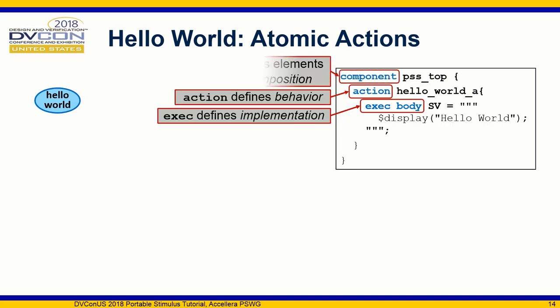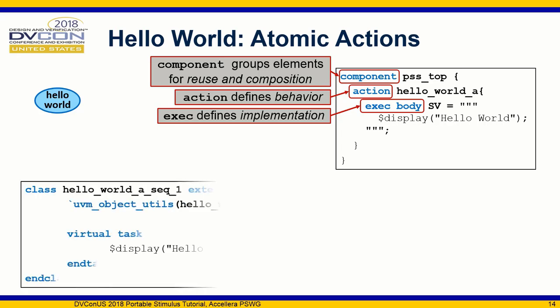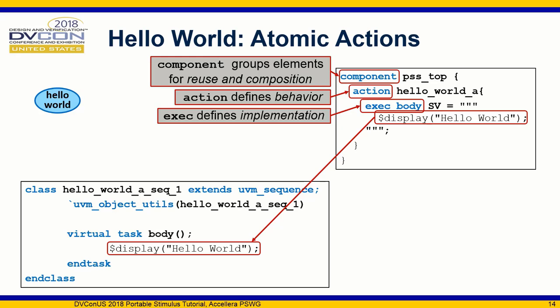We put it in what we call a component, which allows us to have these things as reusable pieces of stuff that we can put around. And as we'll see, a component in portable stimulus roughly relates to a piece of your target system. We'll see what that means in a minute. When we go and generate code from this, the tool will put together whatever is necessary for the target, such as a UVM sequence, but it will take the guts of that exec block and put it into the resulting code output. So that display hello world shows up as part of the body task in this UVM sequence.